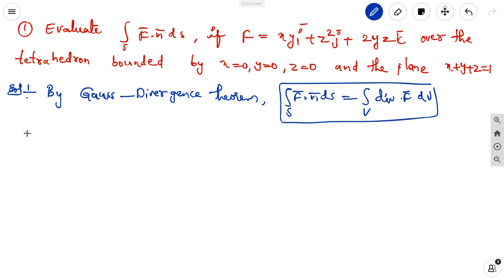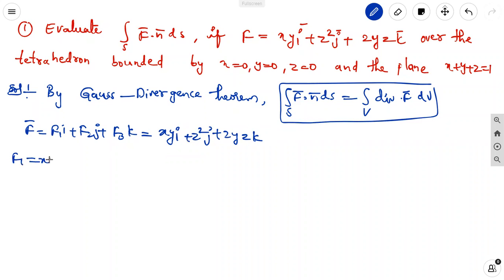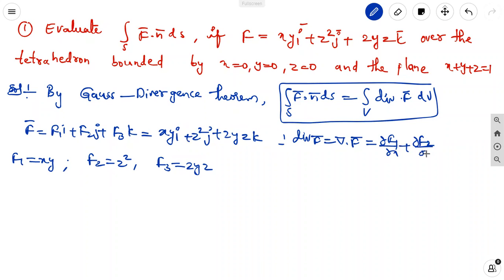Here, they have given the F vector is equal to F1 i plus F2 j plus F3 k. It is equal to xy i plus z square j plus 2yz k. Here clearly F1 equal to xy, F2 equal to z square, F3 equal to 2yz. Div F vector means del dot F vector equal to dou F1 by dou x plus dou F2 by dou y plus dou F3 by dou z.